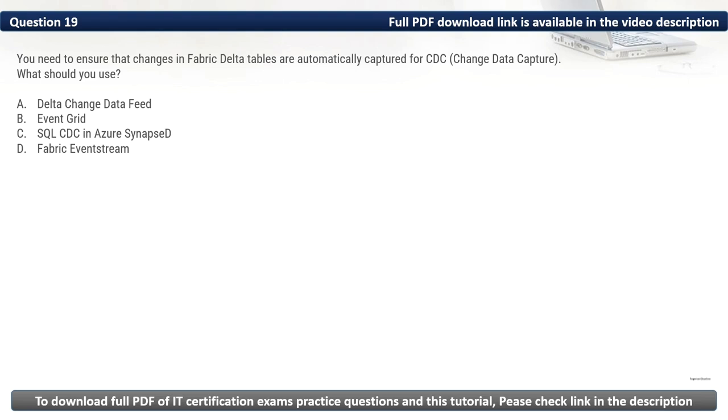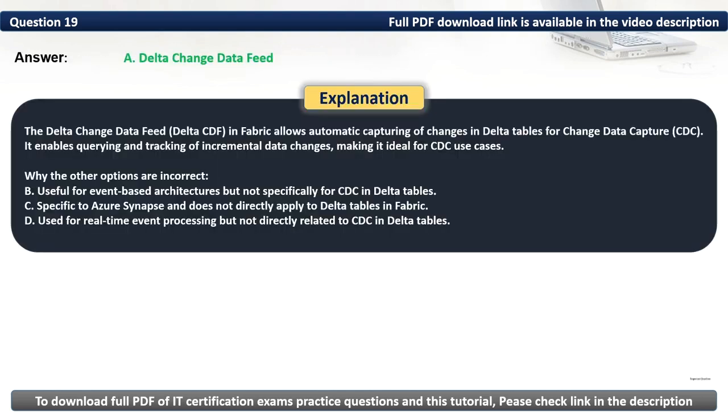Then we have C, SQL CDC in Azure Synapse. It is specific to Azure Synapse and does not directly apply to Delta tables in Fabric. Then we have D, Fabric Event Stream. It is used for real-time event processing, but not directly related to CDC in Delta tables. As such, what we should use is Delta Change Data Feed. Thus, the correct option is A.